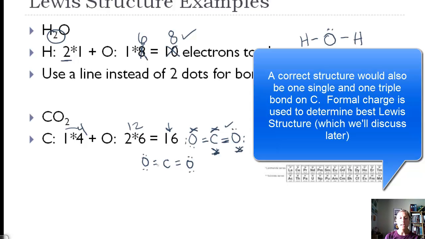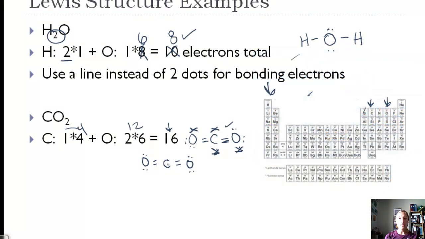And so for carbon, I have 2 double bonds, but that still represents 8 electrons. And for each oxygen, I have a double bond and 2 lone pairs, and so it still also has 8. Okay, let's look at something that's an ion.